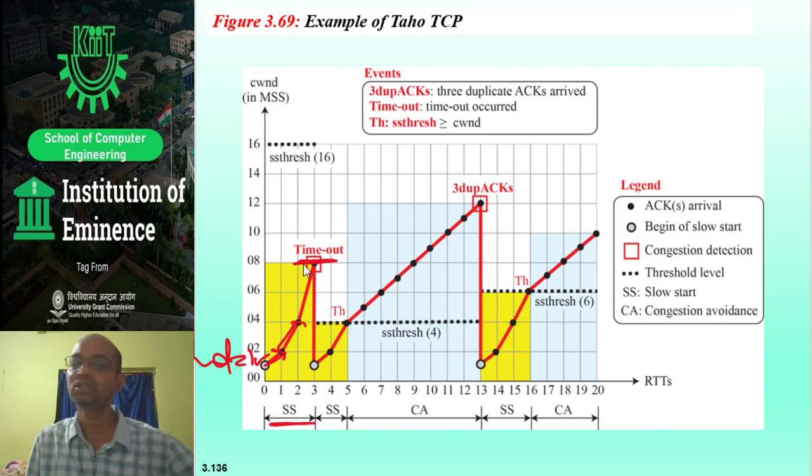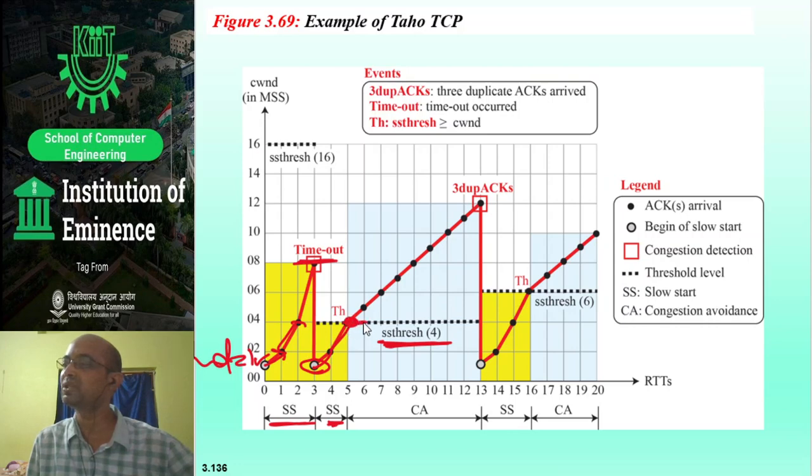Timeout occurring means you are unable to receive the acknowledgement. So you have to reduce the CWND to half and assign that value to the threshold. So 8 by 2 is 4. Now the threshold becomes 4 MSS, and CWND is reassigned to 1. Then from here, you have to once again run the slow start, meaning 1, 2, 4.